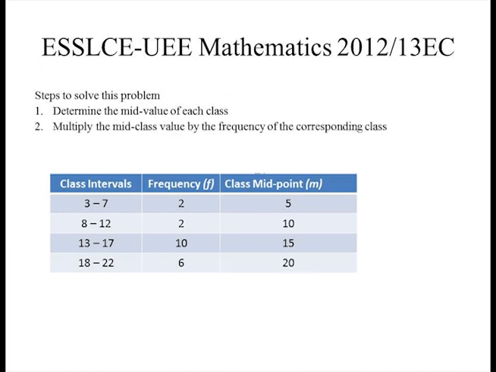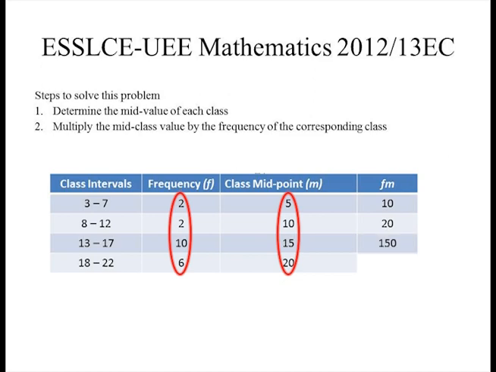Step 2. Multiply the mid-class value by the frequency of the corresponding class. That means multiply column 2 and column 3. 2 times 5 is 10. 2 times 10 is 20. 10 times 15 is 150. 6 times 20 is 120.